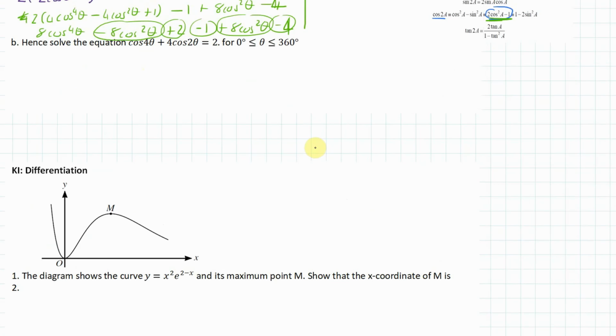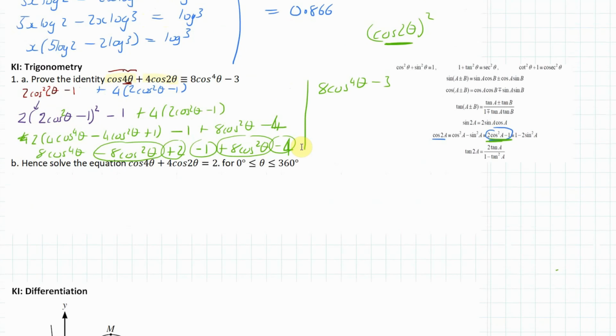Hence, at this point, I've got to use that to solve this equation. So all I would do at this point is say 8 cosine to the power of 4 theta minus 3 equals 2. I'm going to say 8 cosine to the power of 4 theta equals 5. And so cosine to the 4th power is equal to 5 over 8. And cosine theta is equal to plus or minus the 4th root of 5 over 8.